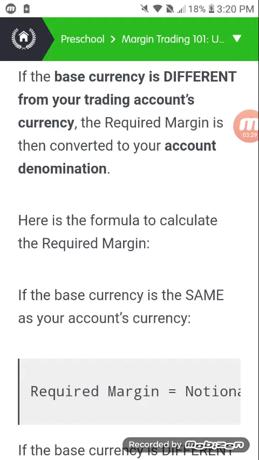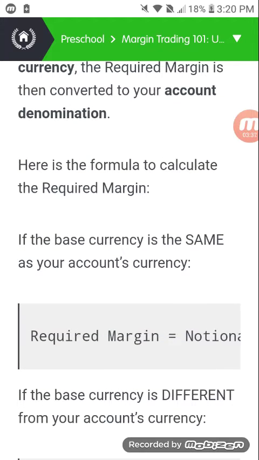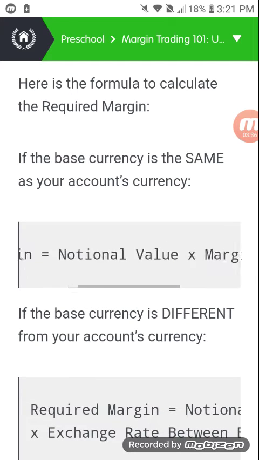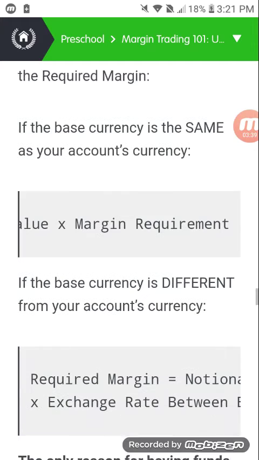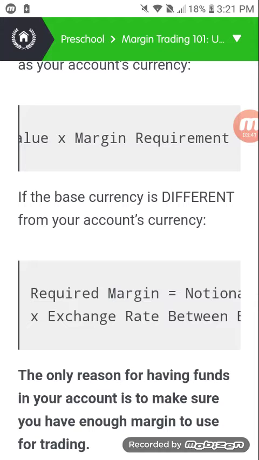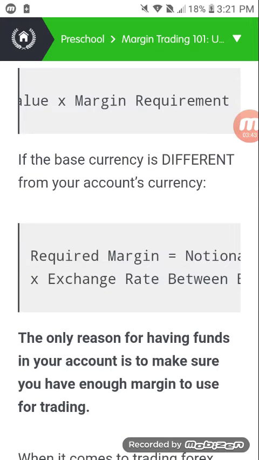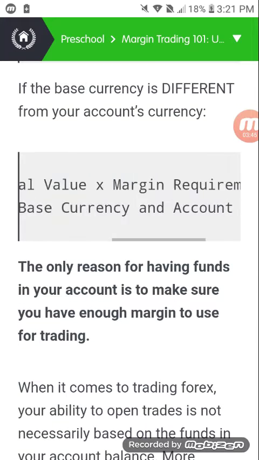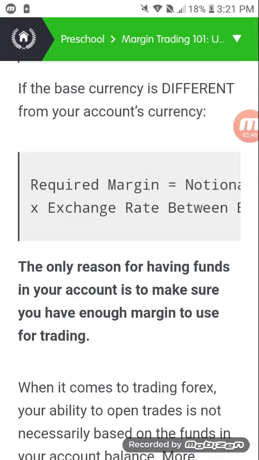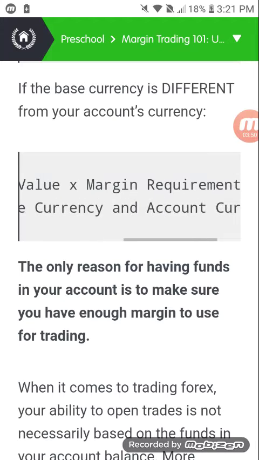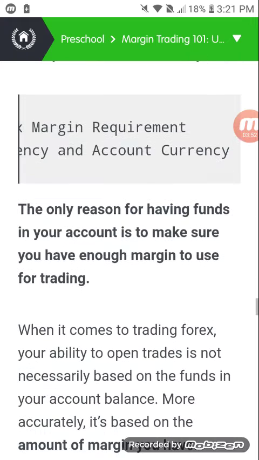Here is the formula to calculate the required margin. If the base currency is the same as your account currency, required margin equals notional value times margin requirement. If the base currency is different from your account currency, required margin equals notional value times margin requirement times the exchange rate between the base currency and the account currency. The only reason for having funds in your account is to make sure you have enough margin to use for trading. Margin allows you to open up more than one trade.